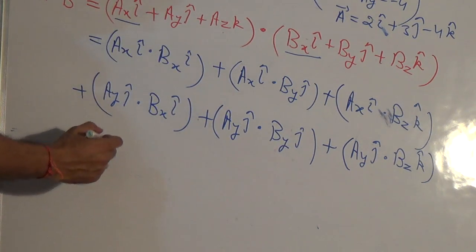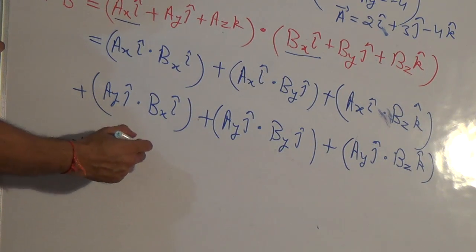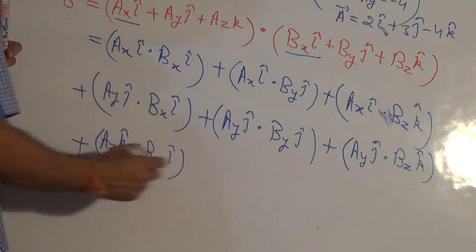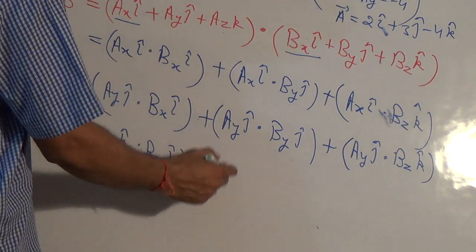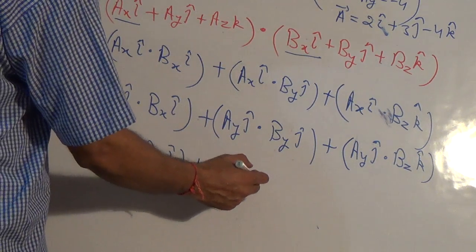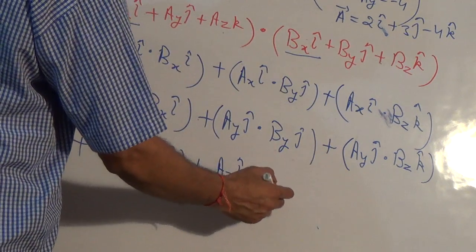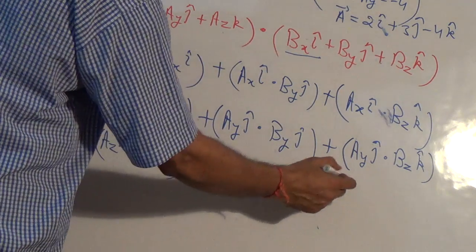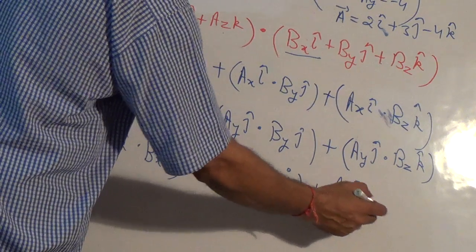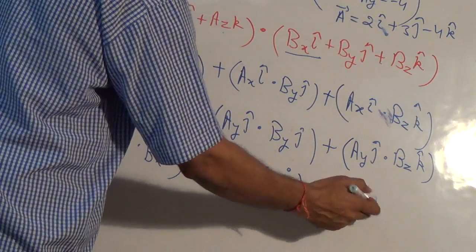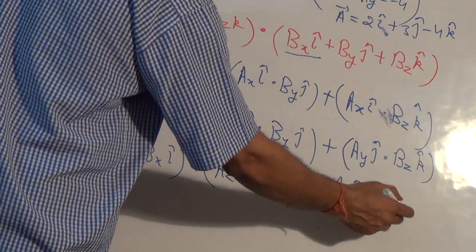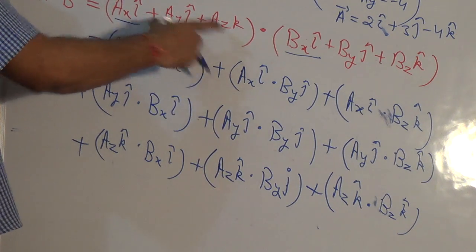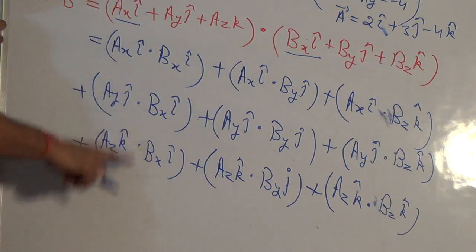So azk, this term, scalar product with bxi, plus azk scalar product with the by component, that is j, plus this azk dot product with the last term, that is bzk. So this is the expansion of the scalar product between vector A and vector B in terms of components.